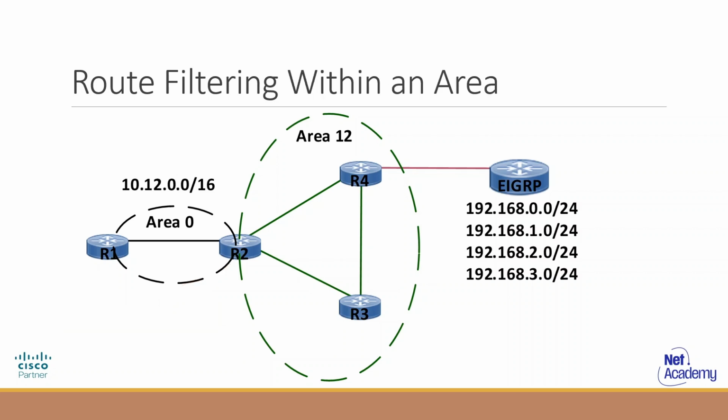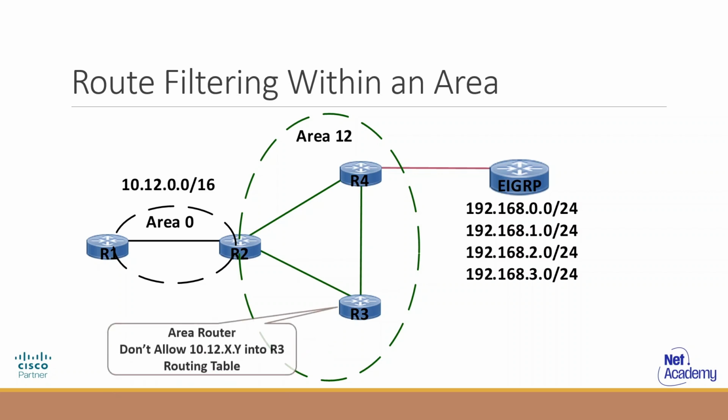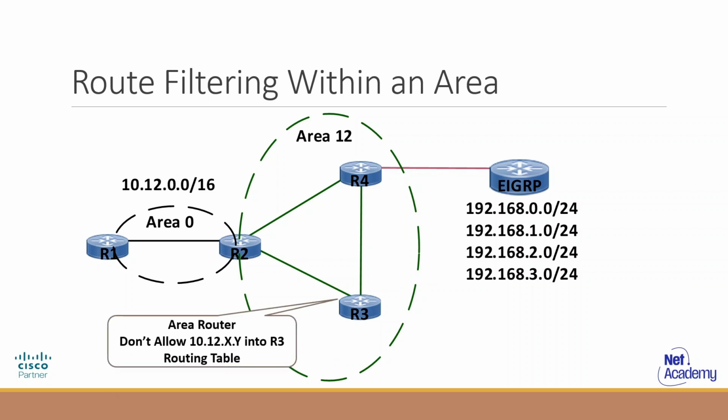However, what if I want to filter within an area, right? What if there's a particular prefix in area 12 that I don't want to get injected on router 3? You can kind of sort of do this. You can never stop those LSAs, right? The whole point of OSPF, if you think about it, is to have this consistent link state database throughout all of your routers. They put themselves kind of at the root, and then they look along the branches to figure out how to get to different things. So there is no way to build a normal route filter.